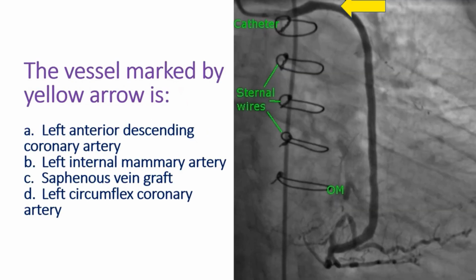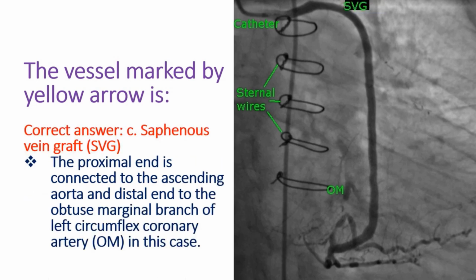The vessel marked by yellow arrow is A. Left anterior descending coronary artery, B. Left internal mammary artery, C. Saphenous vein graft, D. Left circumflex coronary artery. Correct answer C. Saphenous vein graft, SVG.